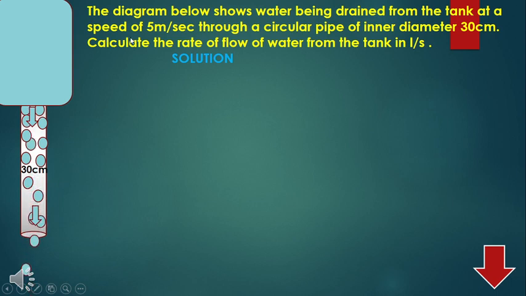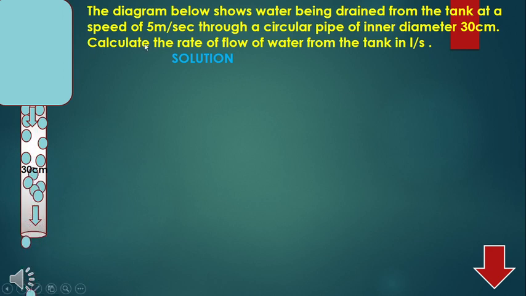The first question reads: the diagram below shows water being drained from the tank at a speed of 5 meters per second, so take note of that, through a circular pipe of inner diameter 30 centimeters. Now calculate the rate of flow of water from the tank in liters per second.